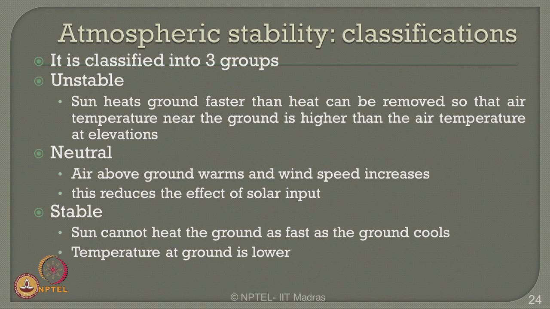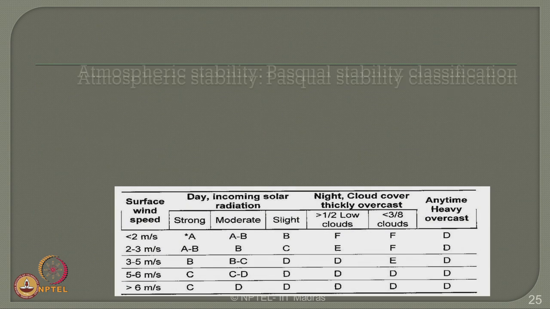If air above the ground warms up and wind speed increases, this will reduce the effect of solar input. Therefore, we call this stability class the neutral stability class. However, when the sun cannot heat the ground as fast as the ground gets cooled, then the temperature of the ground is much lower. We call this the stable class in atmospheric stability classification.